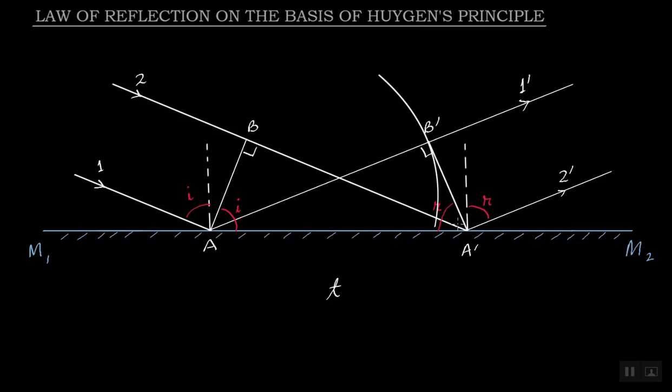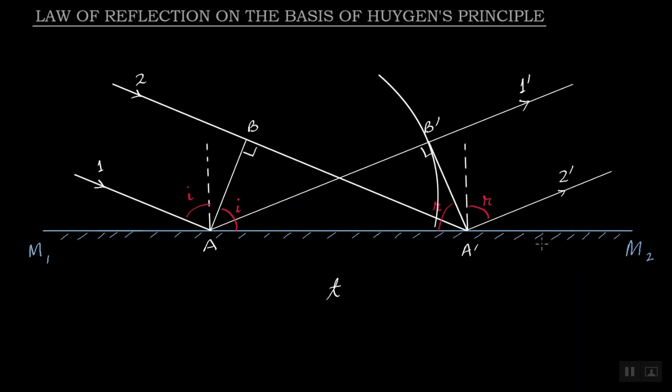What is the meaning of congruent? Congruent triangles means that the two triangles are equal in all respect. That is the meaning, okay? Equal in all respect means that if you cut the triangle ABA dash and paste it on AB dash A dash, it would be exactly the same shape and the same size. That is the meaning of congruency of two triangles.